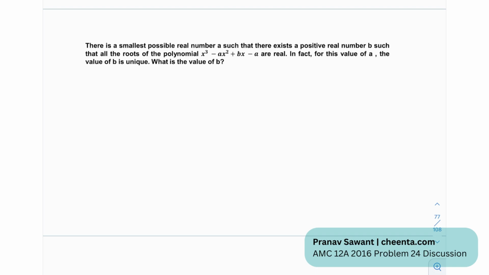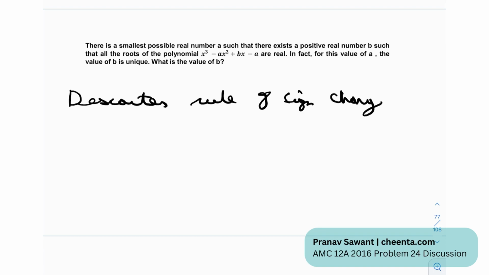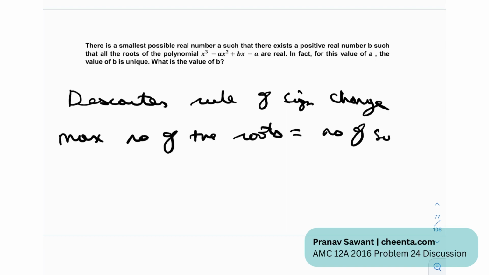Now, there's something called the Descartes rule of sign change. What it essentially states is that the maximum number of positive roots is equal to the number of sign changes in the polynomial, in P of x. Let me just state it that way.